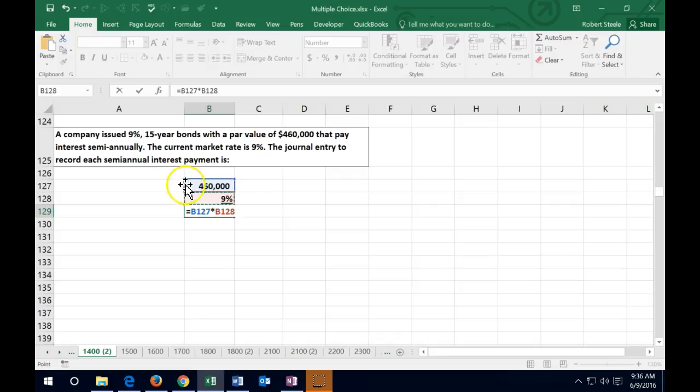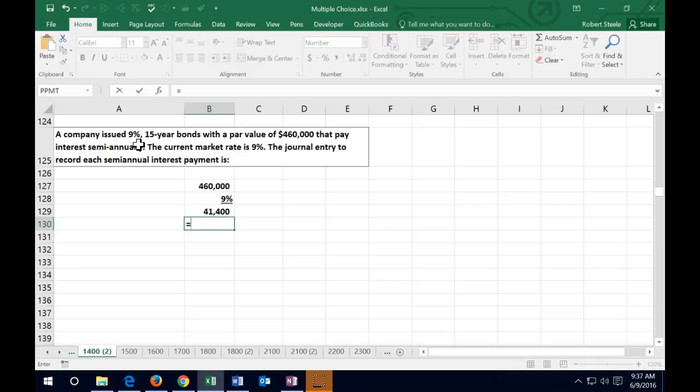We got the 460,000 times the 9%. And just so you know, we're taking the 9% here. That is the bond rate, not the market rate. So although they're the same number, we're using the bond rate 9%, not the market rate 9%. Those will not be the same very often. So that would be interest for a year. So remember that 9% means interest for a year. We then need to see the fact that these are semi-annual. And that means they're paid every 6 months or half a year. So we could do it this way.